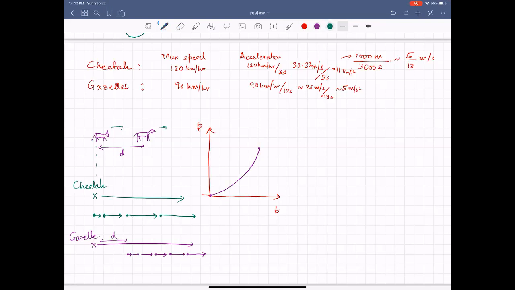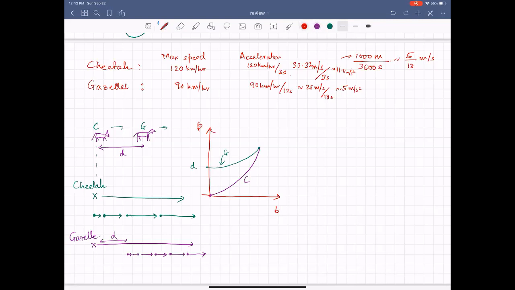On the other hand, the gazelle is starting at time t equal to 0 at some distance d away. It's accelerating slowly, so it's not going to be as sharply curved as the cheetah's curve, but a slower curve. And eventually the cheetah catches the gazelle. Let me mark this as gazelle, and this one is the cheetah.